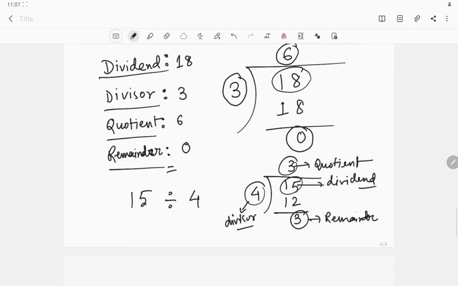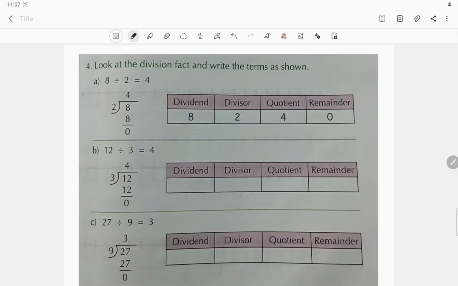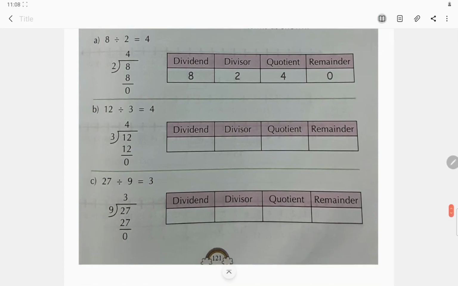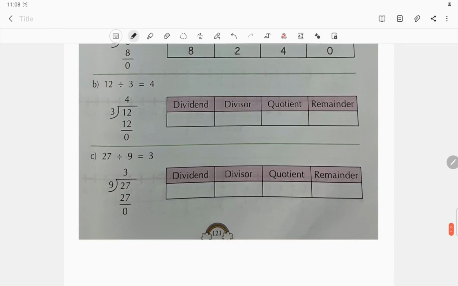Okay, now we will discuss problem number 4. Look at the division fact and write the terms as shown. The first one is solved. Now we will solve question B. 12 is being divided, so it is called the dividend. You are dividing by 3, so the divisor is 3, and you are getting 4, so the quotient is 4, and nothing is left, that is 0, so the remainder is 0.